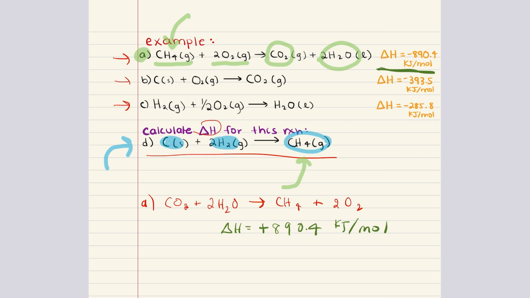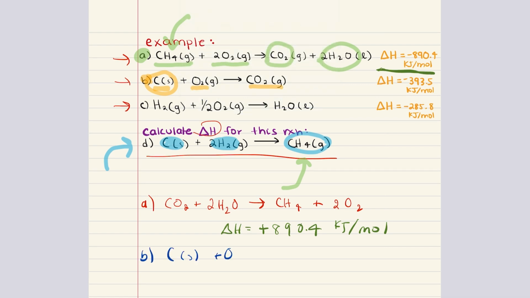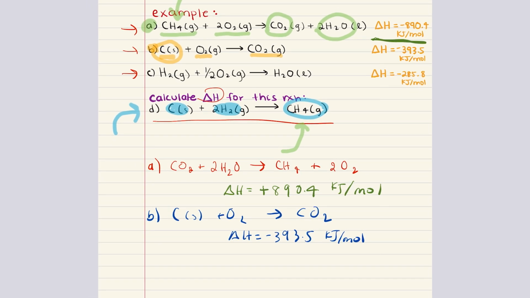Okay, so that was reaction A. Let's go ahead and look at reaction B. In reaction B, we have carbon in its solid form, graphite, plus oxygen gas gives us carbon dioxide. Now, the only species that's present in reaction B that also appears in our target reaction is carbon in its solid form. And in reaction B, it's part of the reactants, just like it is in our target reaction. So as of now, we're not going to change reaction B at all. We're just going to go ahead and rewrite it down here. We have carbon in its solid form plus oxygen gas gives us carbon dioxide. Delta H is still minus 393.5 kilojoules per mole since we did not manipulate this reaction.